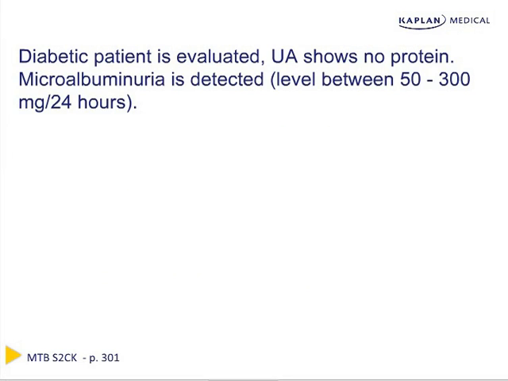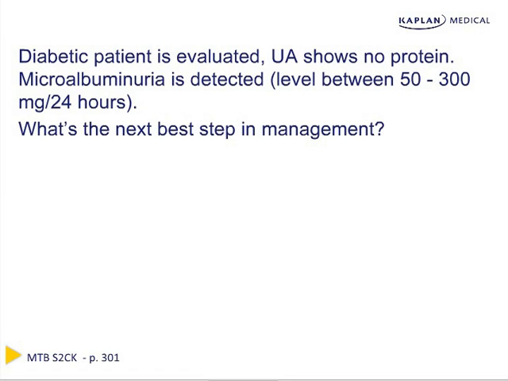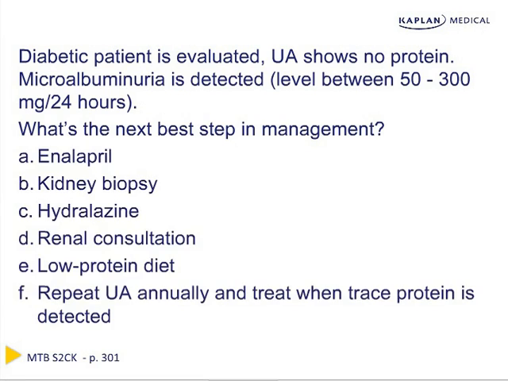Now let's apply what we've learned so far to a clinical vignette similar to one you might see on the USMLE Step 2. Here we've got a diabetic patient who's being evaluated. The urinalysis shows no protein, but it does show microalbuminuria at a level between 50 and 300 milligrams per 24 hours. The question is, what is the next best step in management?